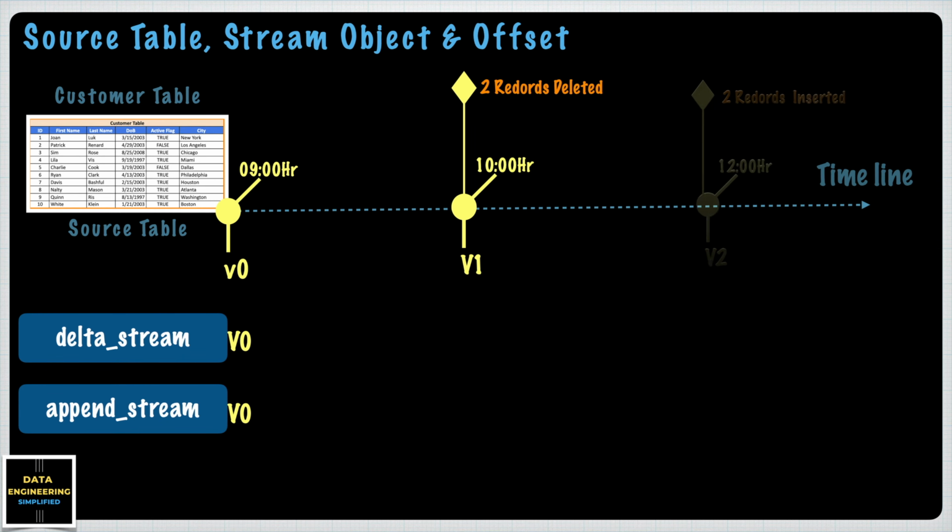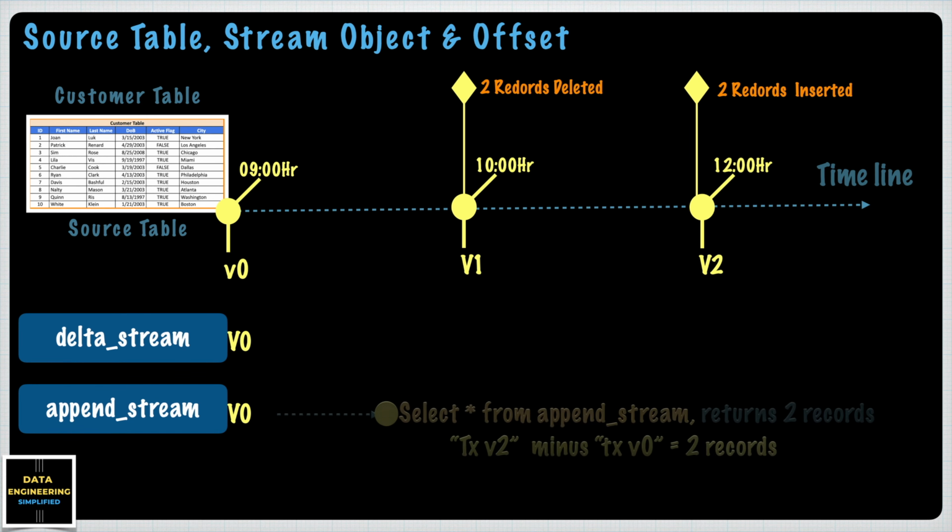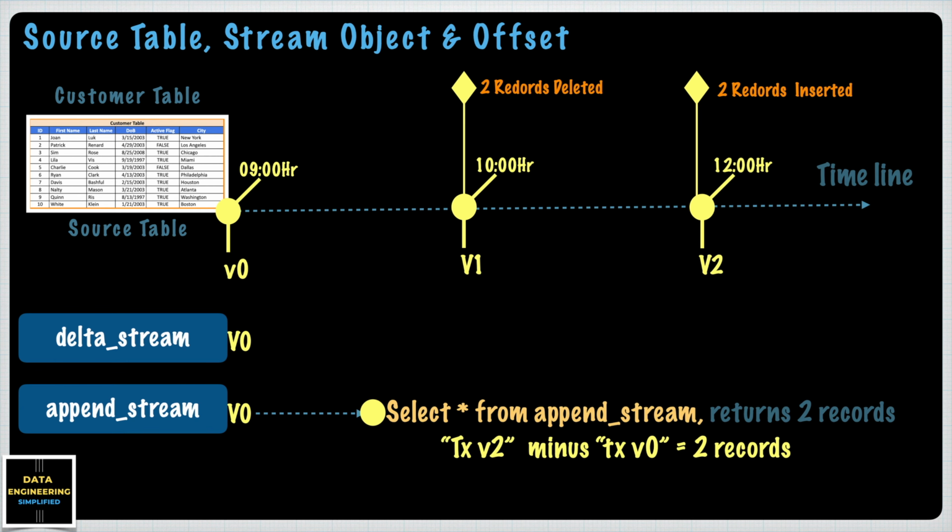We move to the next transaction at 12 o'clock and we insert two records to the source table. This transaction is tagged as V2 on our timeline. When Delta Stream is queried, it returns 4 records. The Delta Stream again compares its current offset V0 versus the current table version V2, and that returns 4 records. On the other hand, Append Stream only returns 2 records because there are two insert operations, 2 rows got inserted. It compares its current offset value V0 versus current transaction value V2, and it finds that only 2 insert operations happened. It ignores all other delete and update operations.